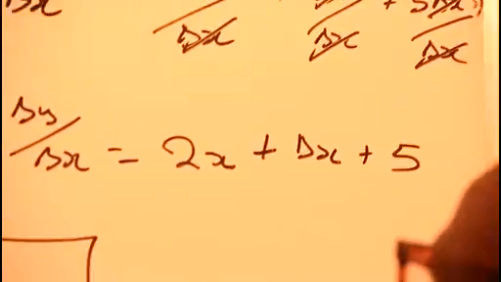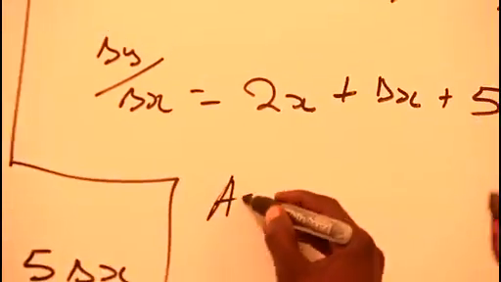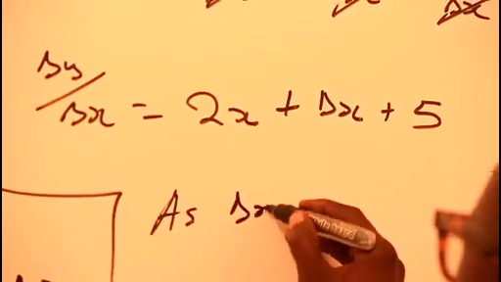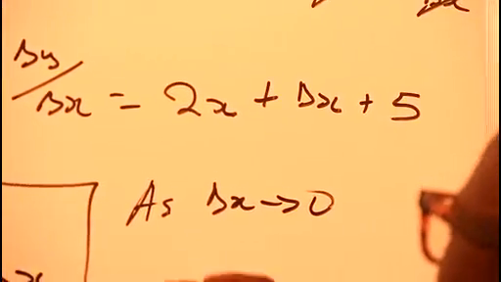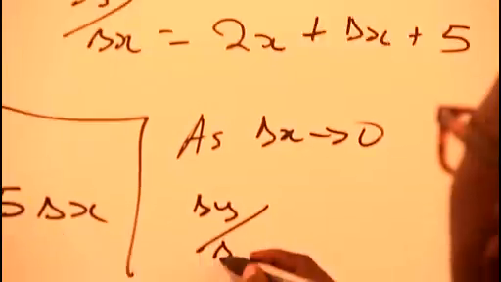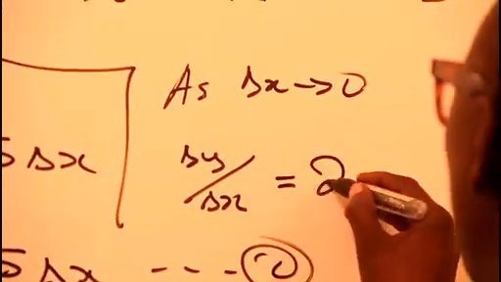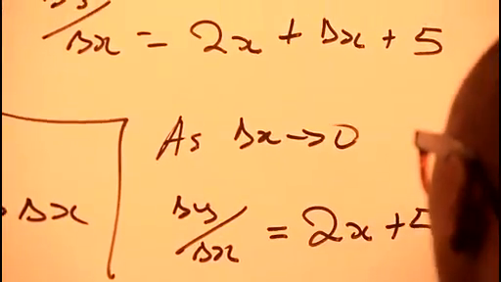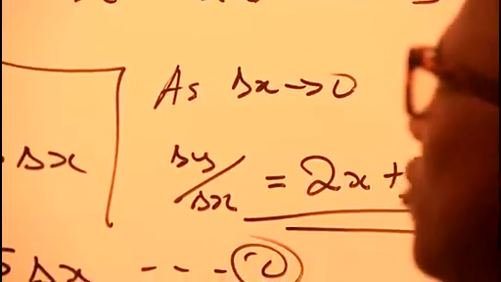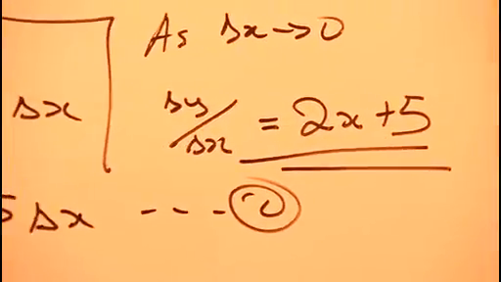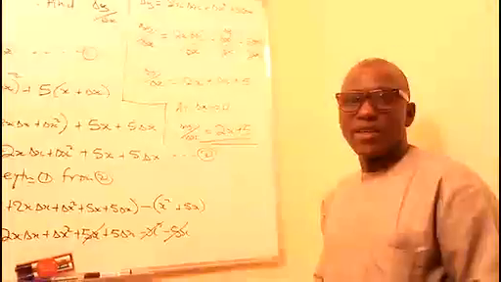Then we'll now take the limit. As change in x tends to 0, we'll end up having dy over dx equal to 2x plus 5. And this is the derivative of the function we were given. Thank you.